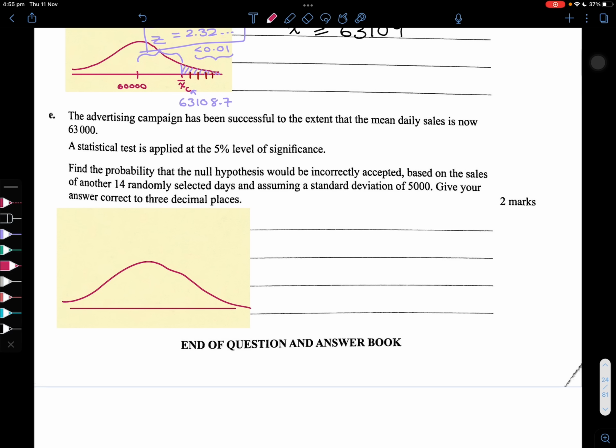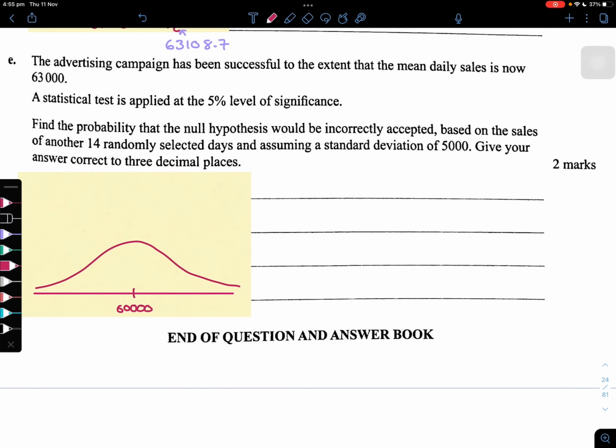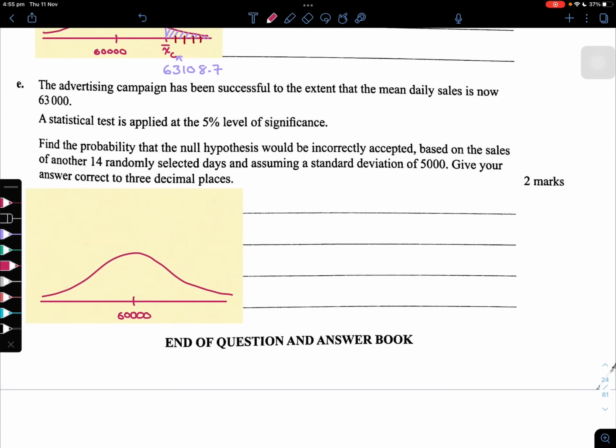Why does that happen? That's not satisfying, is it? Just looks horrible. Okay, that's good enough. 60,000.